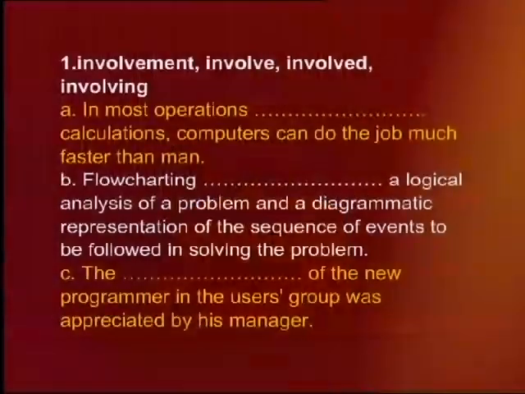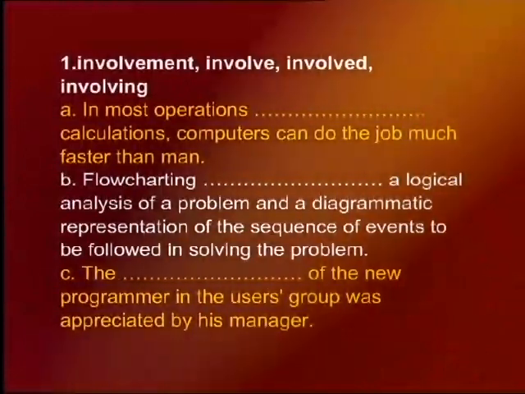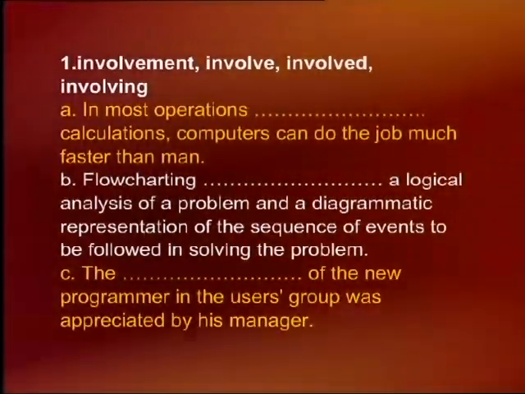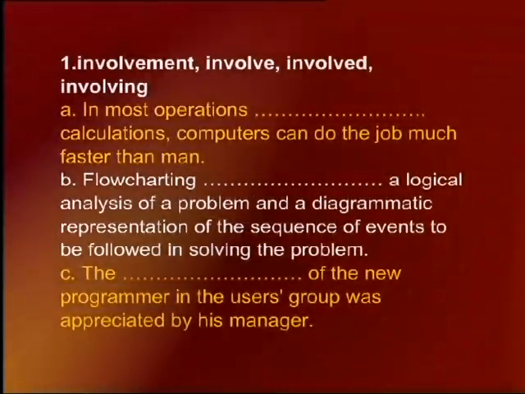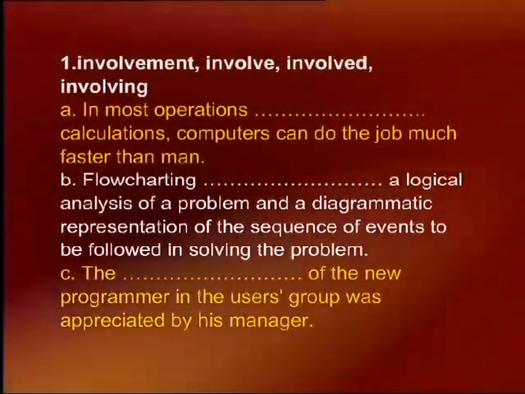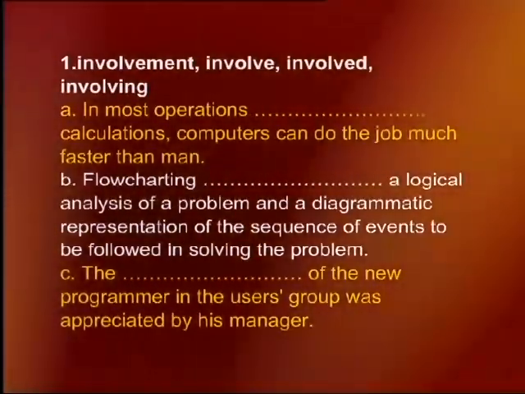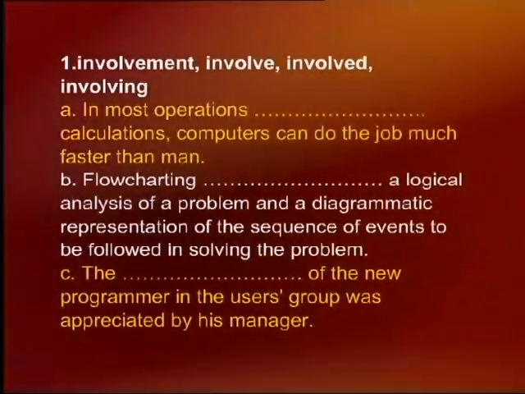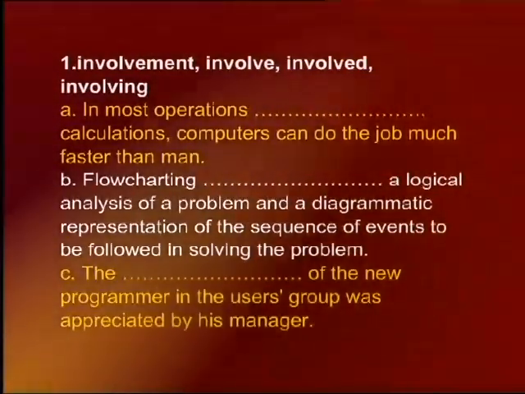Now another exercise, the usual one, word forms. You will find a number of words given, and you have to choose the appropriate form of the word to complete the sentence. Now the word here is involve. You've got words like involve, involved, involving, involvement. Sentence A. In most operations, dash, calculations, computers can do the job much faster than man.